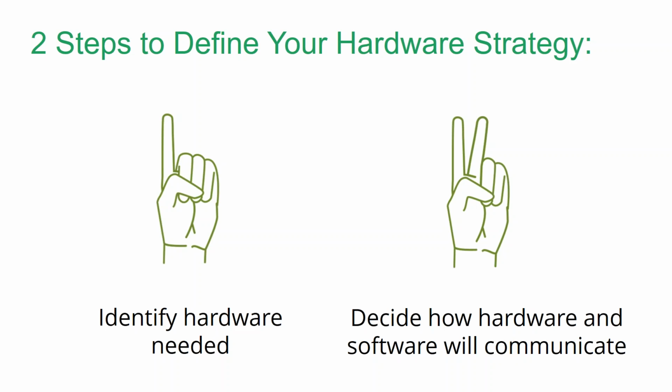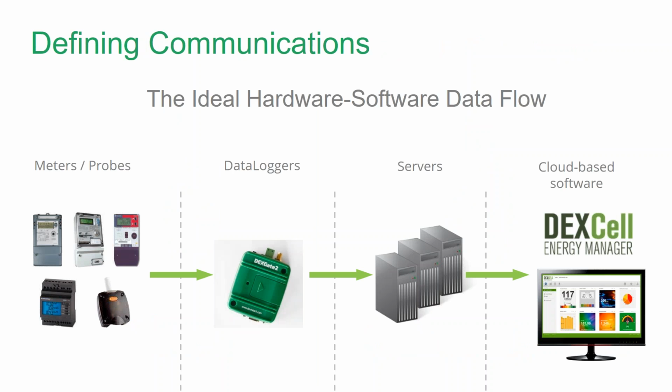And there are two steps that you need to think about when you're defining your hardware strategy. The first one is to figure out which hardware you actually need to measure the kind of sources that you want to measure. So whether it's water, whether it's gas, whether it's thermal, electricity, of course. Once you've got the hardware that you need, you have to figure out how the hardware and your software will communicate with each other. So that's what we're going to focus on right now. Defining that communication between hardware and software.